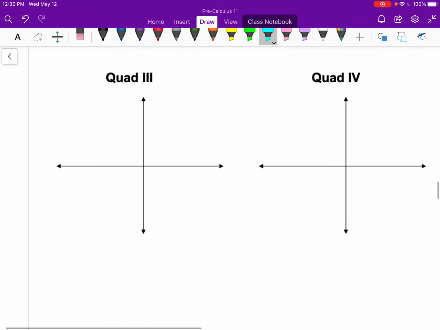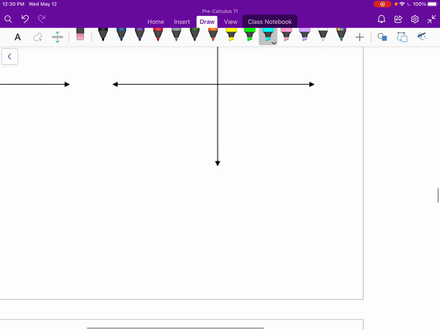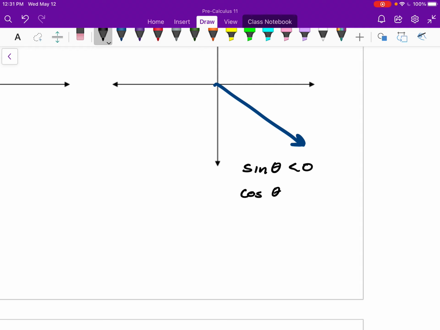Quadrant 3 looks like an angle that ends up somewhere here. Similarly, it's going to change some things. In this case, x and y coordinates are both negative, and so that'll make your sine function negative. That'll make your cosine function negative. But your tangent function will be positive, because you have a negative divided by negative. And lastly, quadrant 4, any angle that ends up, let's say, there. Your x coordinates are positive, your y coordinates are negative, so sine will be negative. Cosine will be positive, and tangent will be negative.